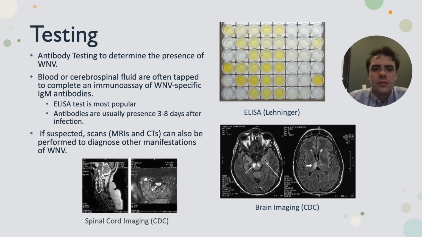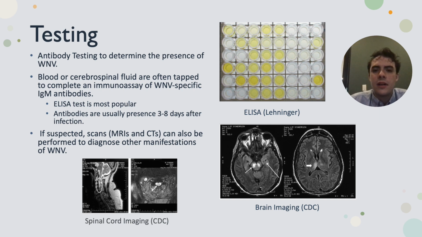There are two major types of testing that are used in order to determine the presence of West Nile virus. The first is going to be the most popular, and that's going to be simple antibody testing. An example would be an ELISA test. These tests just indicate the presence of an antibody, and when that antibody is detected, patients are assumed to have either recently contracted the virus and are currently fighting infection, or they have contracted the virus in the past and the antibodies are still present within their body.